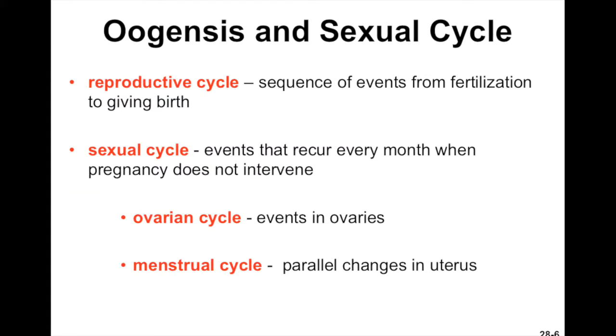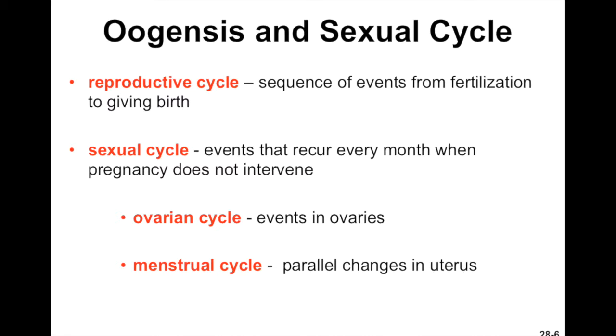Okay. So, oogenesis and the sex cycle, we're going to talk about this more in depth later, but for now what you need to know is the reproductive cycle is different than the sexual cycle, okay? Reproductive cycle is the sequence of events from when an egg becomes fertilized to when you give birth, all right? So that 9 to 10 month window is the reproductive cycle. So what's going on during that time?